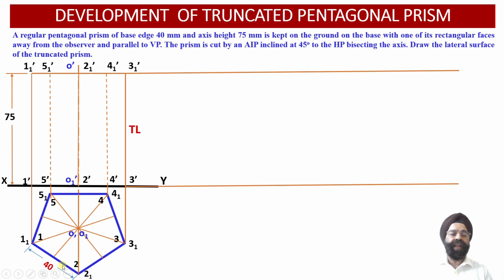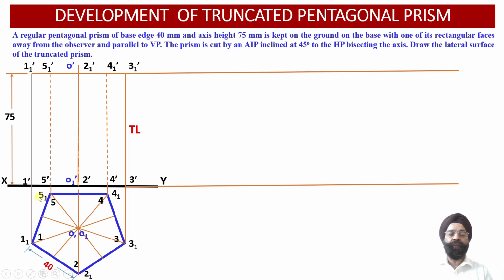So these 3 vertical edges of the pentagonal prism are visible to the observer, as the observer is going to look at this pentagonal prism from this side, that is from the front side. So the projections corresponding to these vertical edges, that is 1 1 dash and 1 dash, 2 1 dash and 2 dash, 3 1 dash and 3 dash, will be observed as object line projections over here.